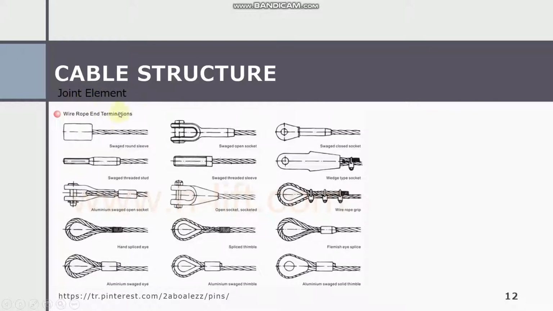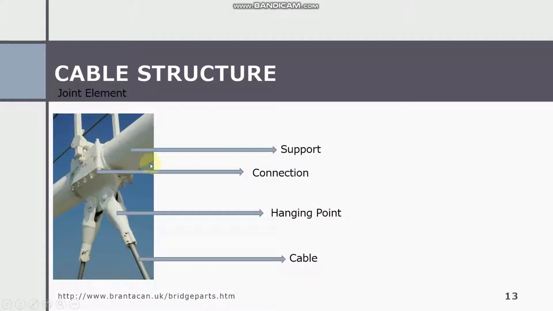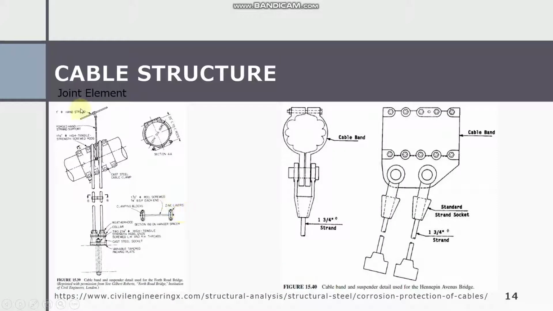And here is the joint element. These are the open sockets and closed sockets. This is hanging the cable to the support elements. Here are the support elements. Here is the cable, hanging point, and the connection point with the support and the hanging point. Here is the joint element, cable bend. Strength is also the main thing in a cable. Standard socket and the cable bend.